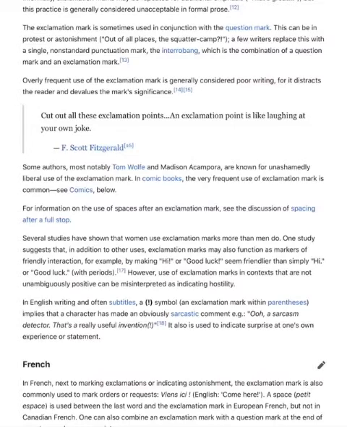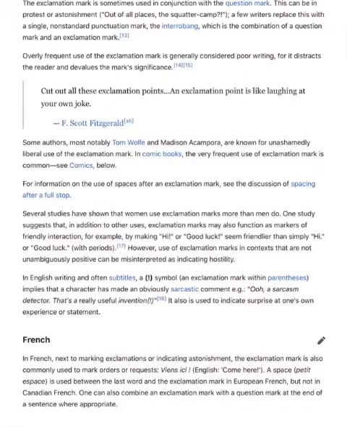Overly frequent use of the exclamation mark is generally considered poor writing, for it distracts the reader and devalues the mark's significance. "Cut out all these exclamation points. An exclamation point is like laughing at your own joke." F. Scott Fitzgerald.